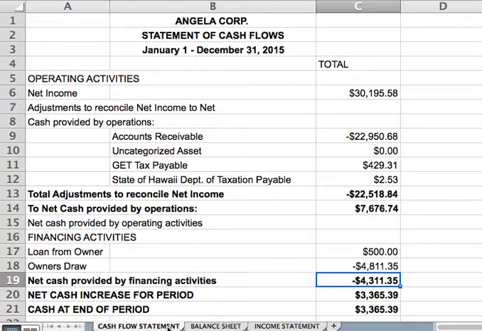What is the purpose of a cash flow statement? 1. To predict future cash flows. 2. To evaluate management decisions. 3. To predict ability to pay debts and dividends.